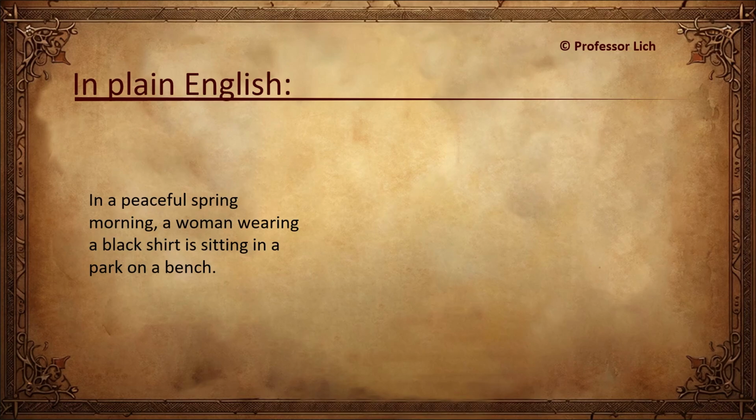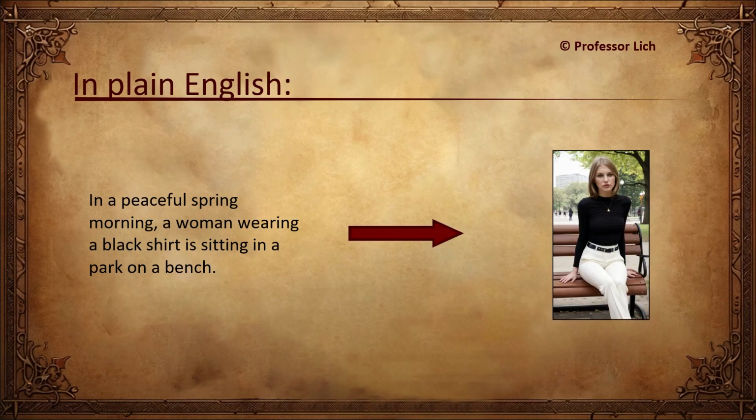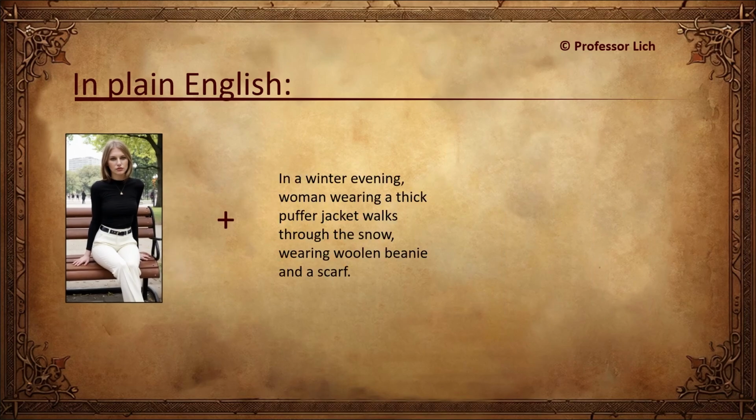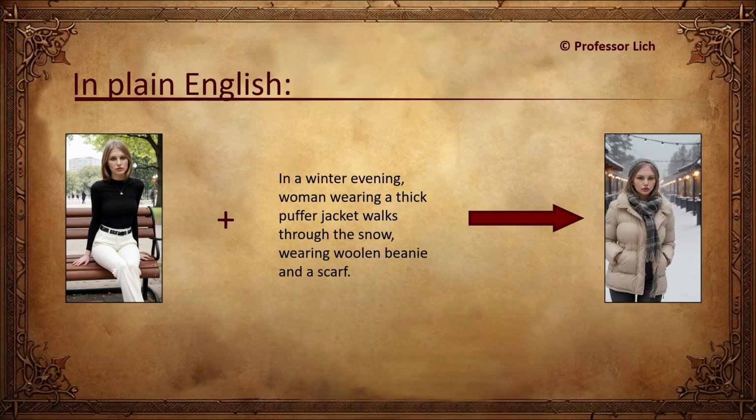So what does this mean in plain English? How is this different from image to image, for instance? Well, let me just give you one usage. Character consistency. Here's a prompt. In a peaceful spring morning, a woman wearing a black shirt is sitting in a park on a bench, and let's say this is your output. If you want now to use this image with a completely different prompt, in a winter evening, a woman wearing a thick puffer jacket walks through the snow wearing a woolen beanie and a scarf, you will get this kind of output. This is different from everyday image to image, where image and text prompts share the same cross-attention layers.